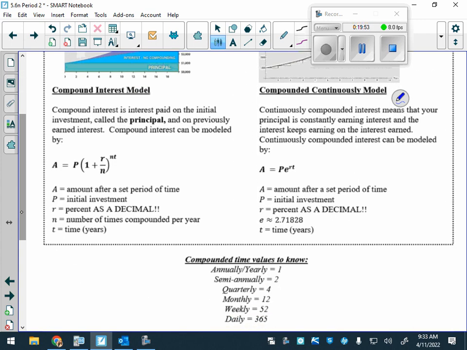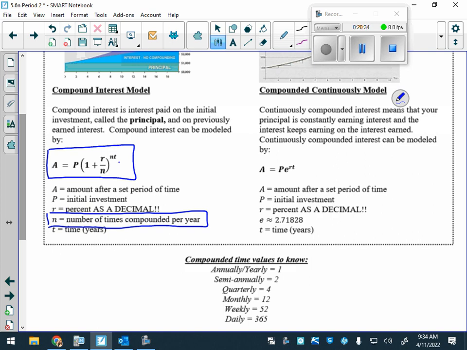So, compound interest, here is the formula. The only thing that is different is the n, okay? The n is number of times compounded per year. So examples of that would be semi-annually, quarterly, monthly, weekly, daily, okay? If it's compounded a certain number of times per year, that n value would change. But if you notice, it's r over n, and then it's raised to the nt, okay?